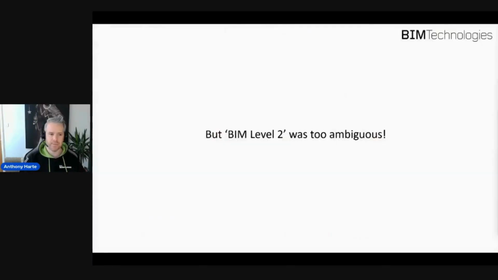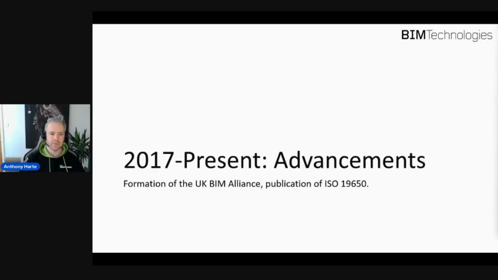What we found was that many other countries had started to adopt the same British standards for their country, because they were the most mature at the time. And there were some issues with those. The term BIM Level 2, for one, was a bit too ambiguous. So we set out to refine the BIM maturity and adoption requirements with various things we were doing here in the UK, and we also saw the advancement of the standards themselves.